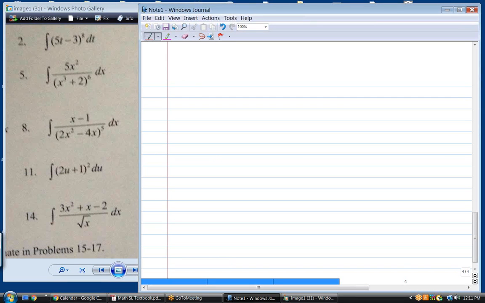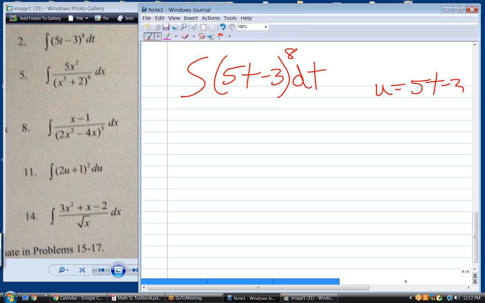Well, what's u going to be here? 5t minus 3. What's the next step? We can't use the reverse power rule here. We can't just add 1 to the exponent and divide by the new exponent. That's not going to work because there's an inside. Remember that whatever we come up with, if you take the derivative of it, it has to equal this.